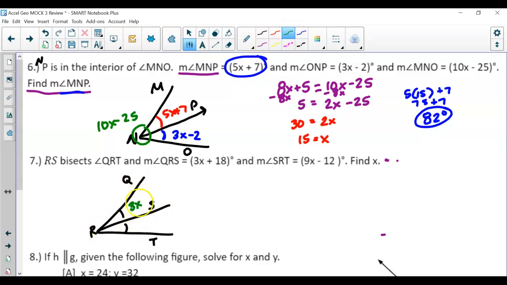QRS. So this angle here is 3x plus 18. And SRT, this piece here is 9x minus 12. That's all we're given, and we're looking for x. So how are we going to solve?